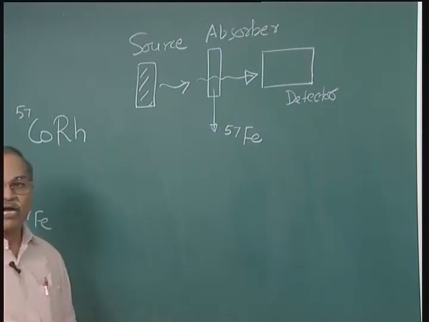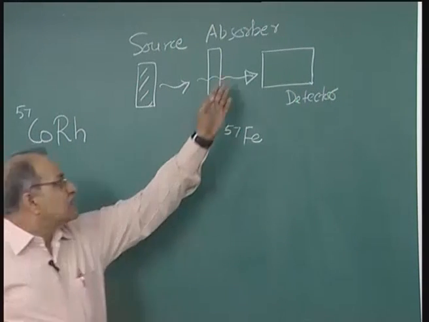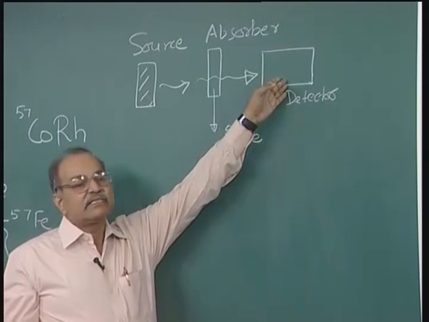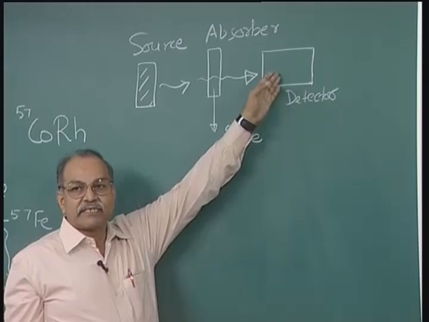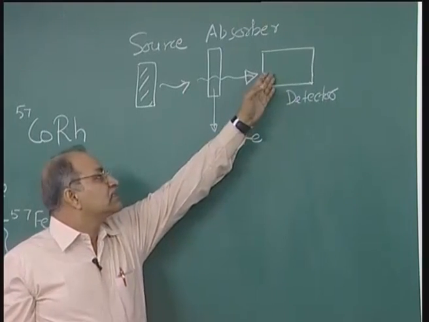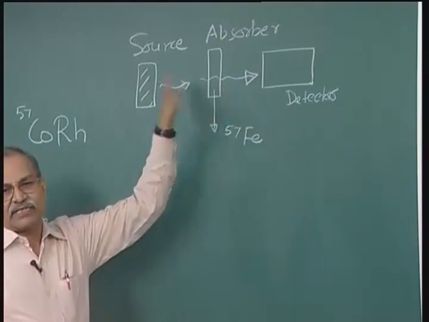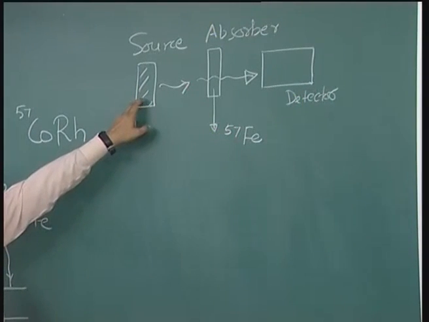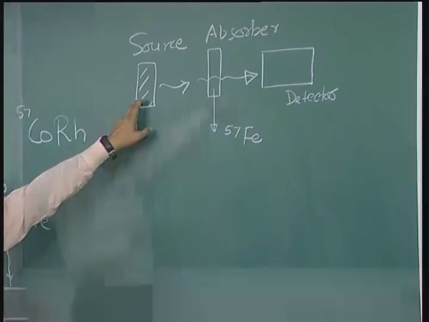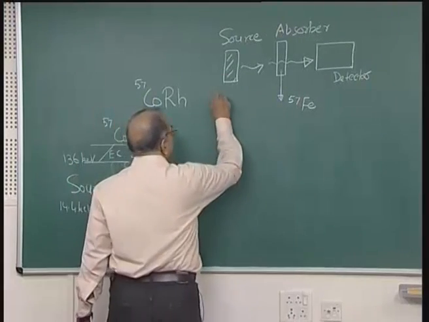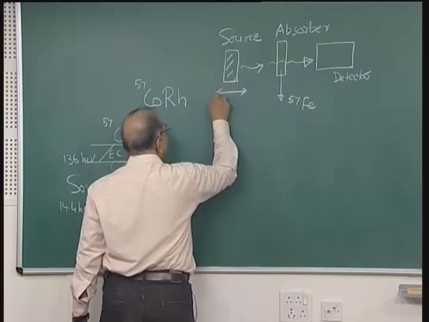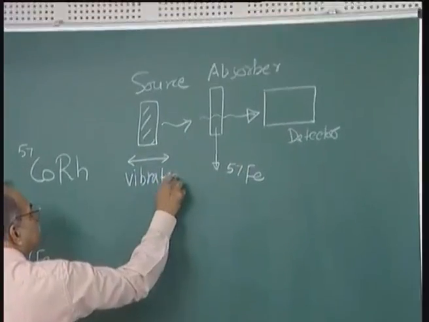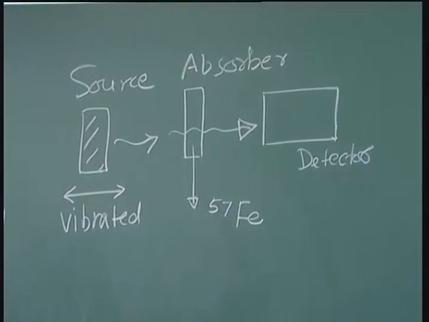Detector for gamma rays to count these gamma rays, how many gamma rays are coming in a given time. So, that detector is there, the counting system is there, and then all that electronics. Apart from this, the source, which is mounted on some kind of a stand, is vibrated. So, you need electronics for this vibration also. This is vibrated to and fro.